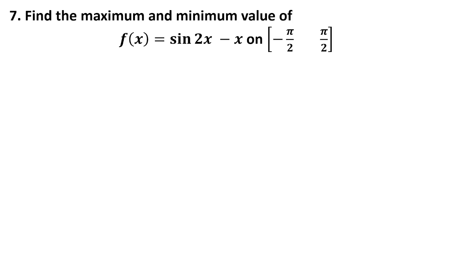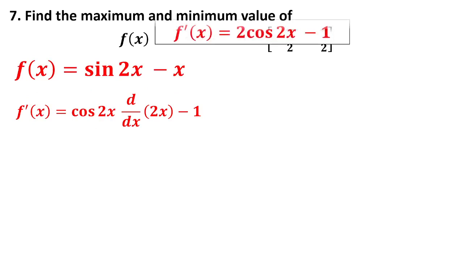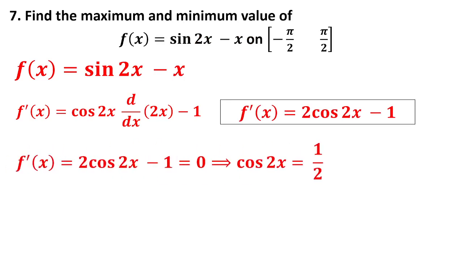Question number 7. Find the maximum and minimum value of f of x is equal to sin 2x minus x in the interval minus pi by 2 to pi by 2. Always remember, the interval makes a lot of difference. They can give you from 0 to 2 pi, 0 to pi, minus pi to pi. So be careful with the intervals. I have taken f of x. Find f dash of x. And f dash of x has been simplified and equated to 0.